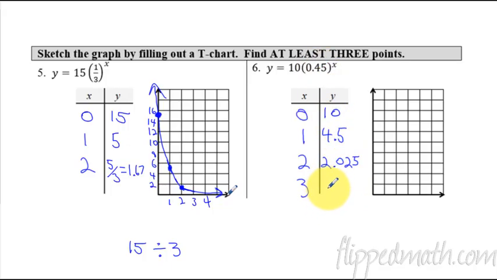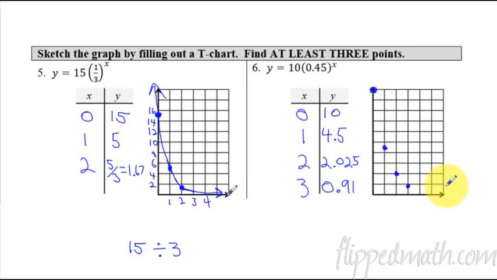What's this next one? If I multiply by 0.45 again, I get about 0.91. Okay. 0, 10. That's way up here. And then 1 and 4.5. 1, 2, 3, 4.5-ish. And then 1, that's pretty much 2, 2.02. And then 3 and 0.91, almost to 1, right about there.